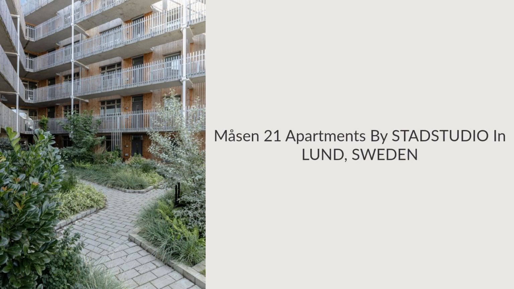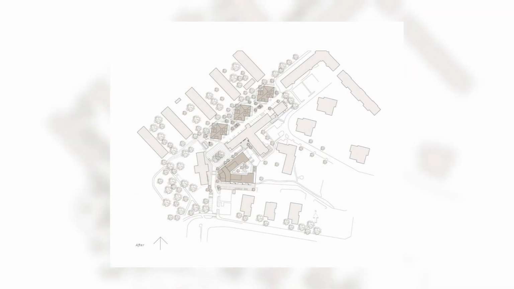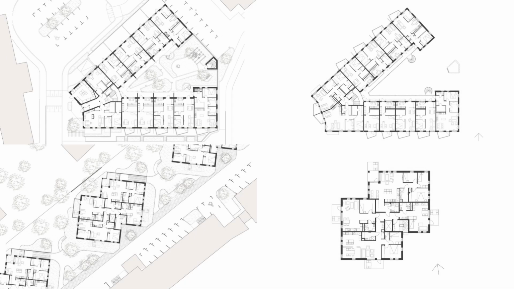Måsen 21 apartments by STADSTUDIO in Lund, Sweden. Måsen is a residential addition of 125 apartments into a central housing district of Lund, and built in two steps. At first, a V-shaped building opening towards a common yard, followed later by three slimmer units.